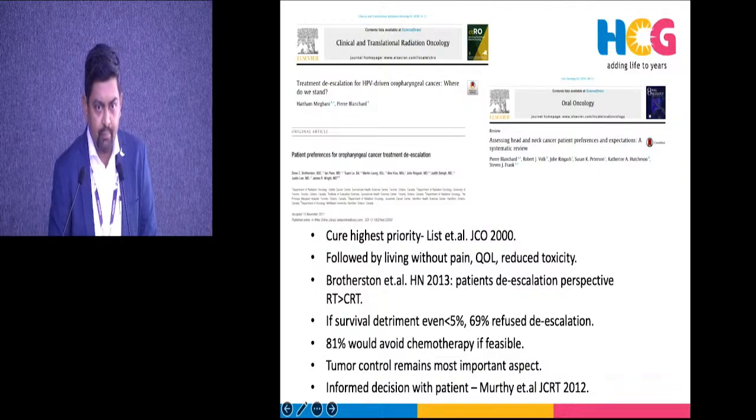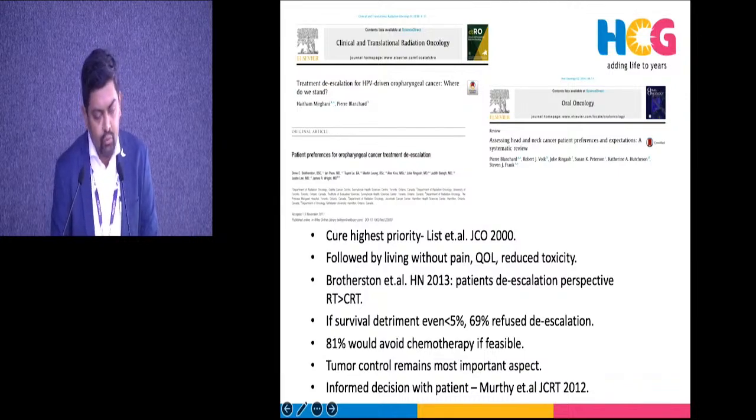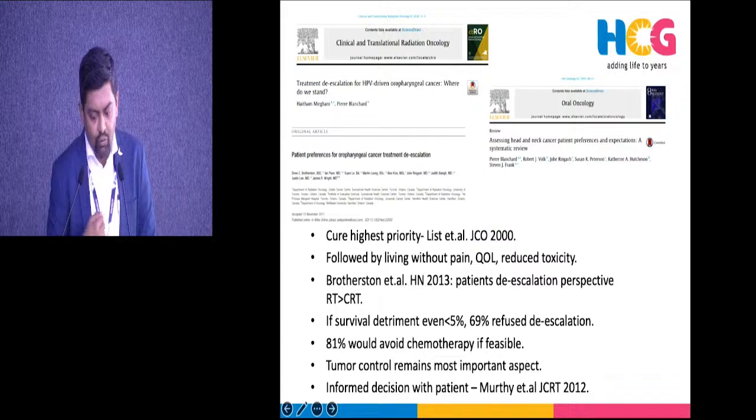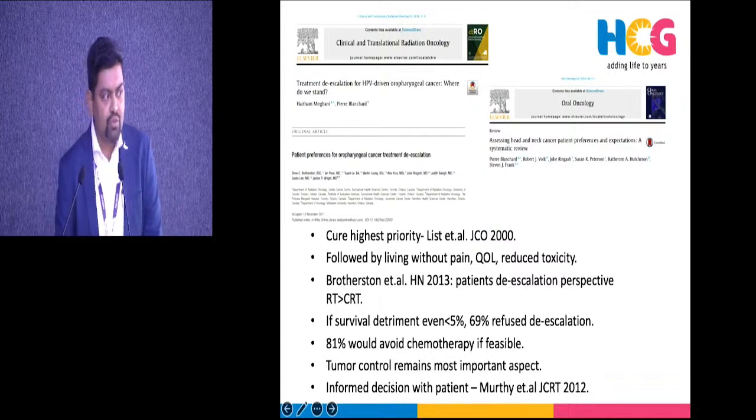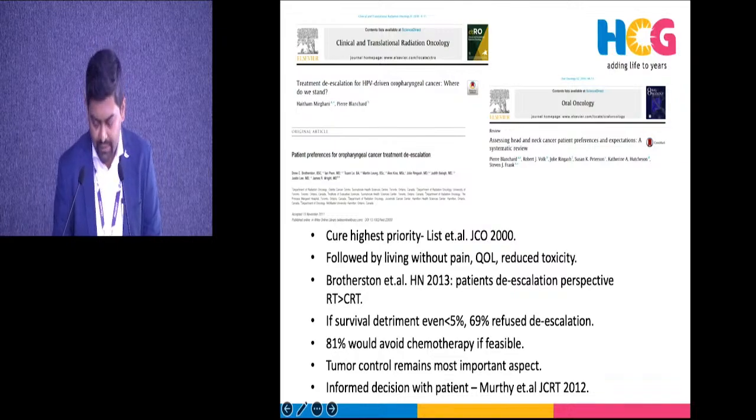This brings about a different aspect which the different editorials have highlighted, that cure remains the highest priority, and this has been shown long back in different patient questionnaires. If you counsel a patient and tell them that the survival will be detrimental even by less than 5%, then almost 70% of them would refuse de-escalation. So this is one very important aspect to keep in mind.